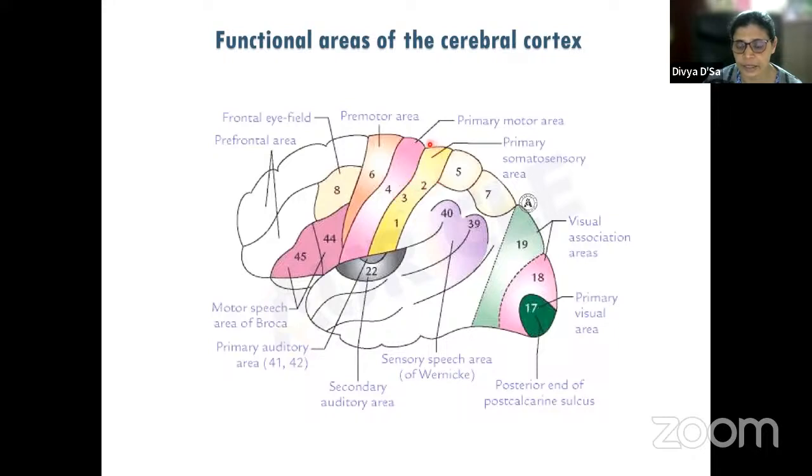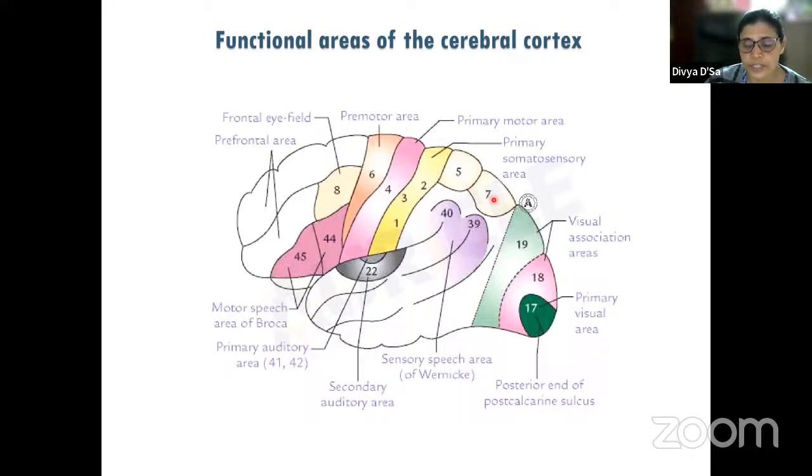And in the upper end, towards the medial surface, we'll have the perineal region, perineum, represented there. Then above that is the supraparietal lobule. The intraparietal sulcus divides the remaining parietal lobe into supra and infraparietal lobule. So supraparietal lobule, area number 5 and 7, is the area for stereognosis.